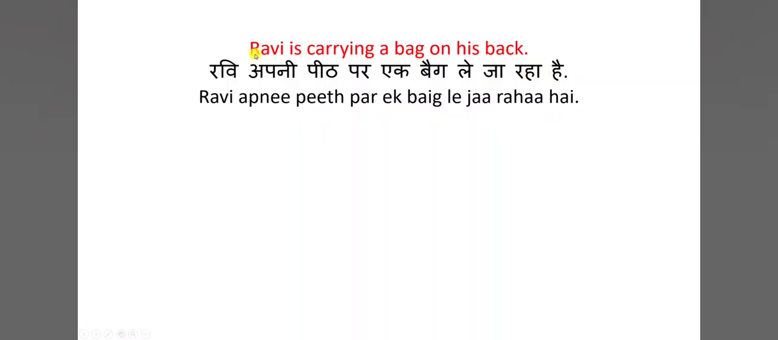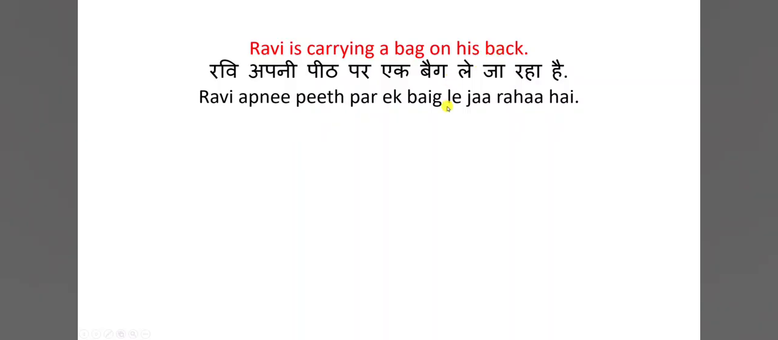In this sentence, bag is the object. And since it is an inanimate object, we don't have to use ko with the object. So no ko is used. If you use ko, then it will mean Ravi is carrying the bag on his back.